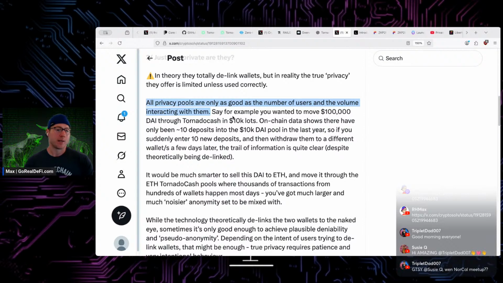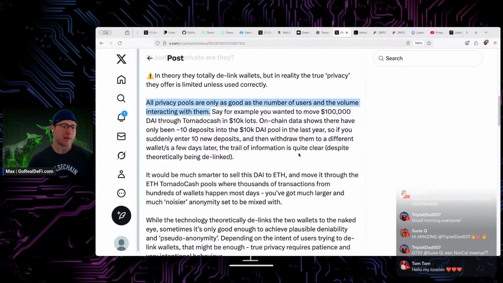Yeah. Say, for example, you want to move 100K DAI through Tornado Cash in 10K lots. On-chain data shows there have only been around 10 deposits in the 10K DAI pool in the last year. So if you suddenly enter 10 new deposits and then withdraw them to different wallets after a few days, the trail of information is quite clear, despite theoretically being delinked.